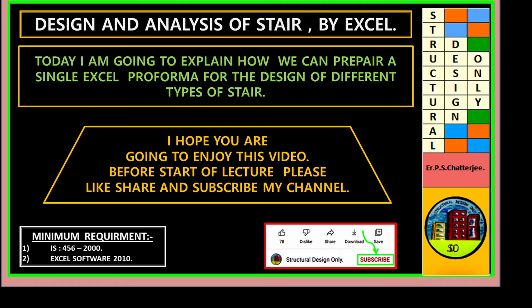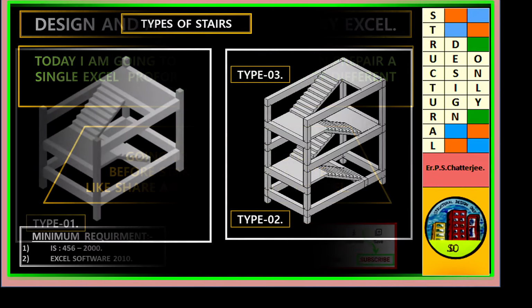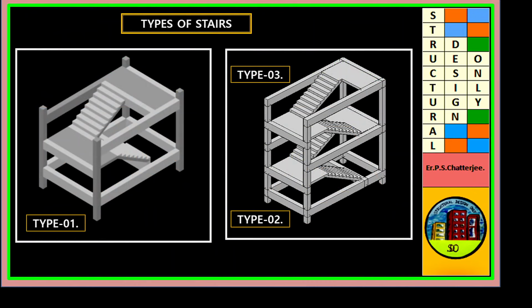Minimum requirement: IS 456 2000 and Excel software 2010 onward. Types of stair. This is type 1. For first flight, our support is here and half landing support. Then for second, half landing support, and this is our support.